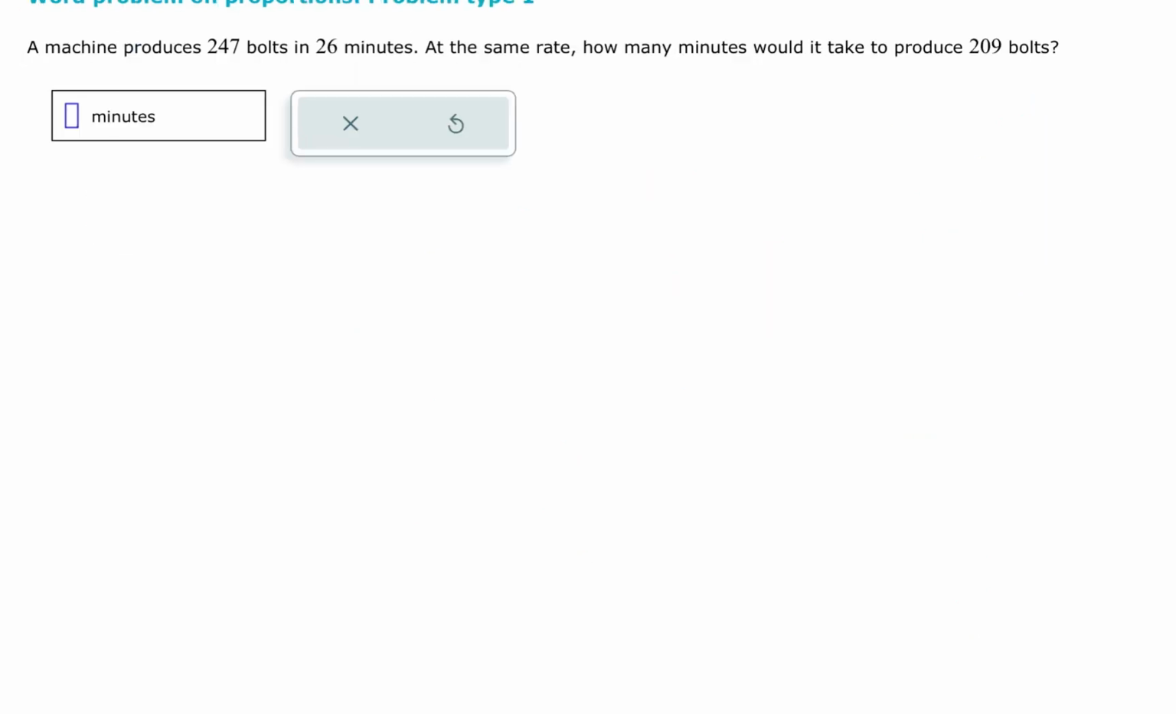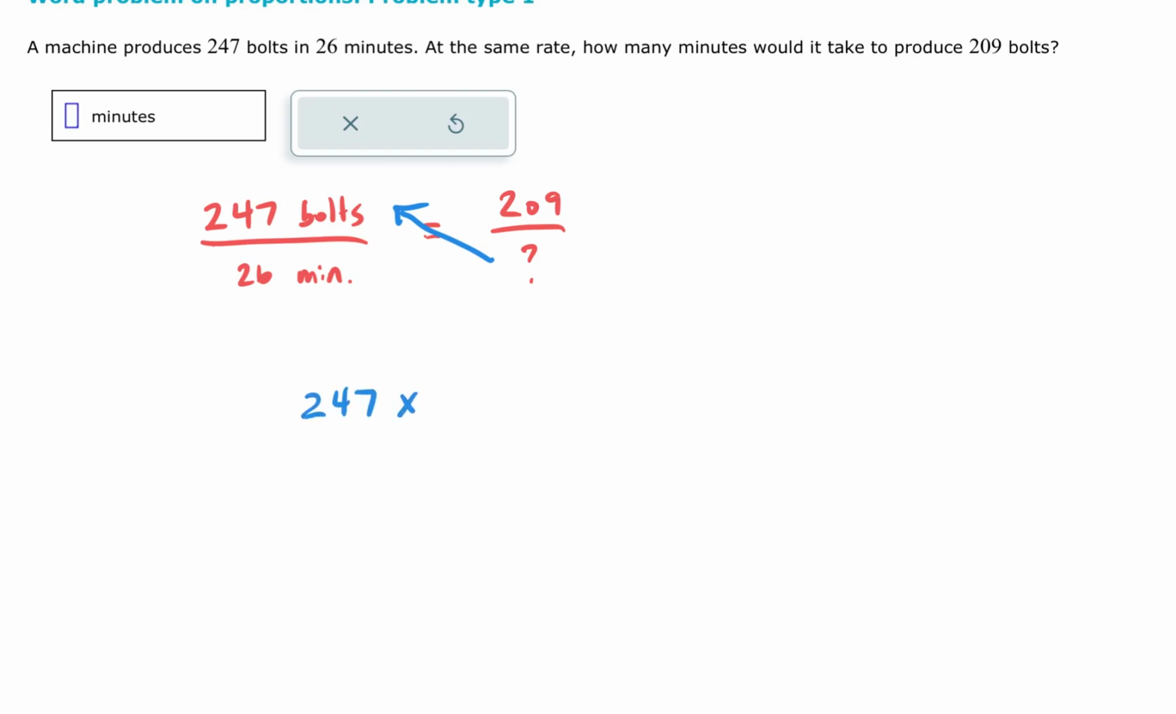This problem says a machine produces 247 bolts in 26 minutes. At the same rate, how many minutes would it take to do 209 bolts? And again, I don't know any common factors here, so I'm going to use cross multiplication. I'm going to have my question mark be an x. So x times 247 is 247x. And then the other side will be 26 times 209. If you have a calculator, definitely use that here.